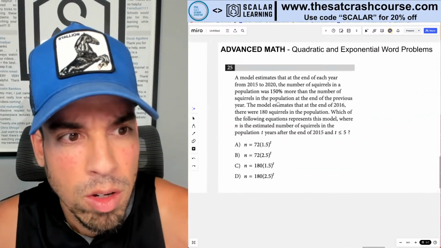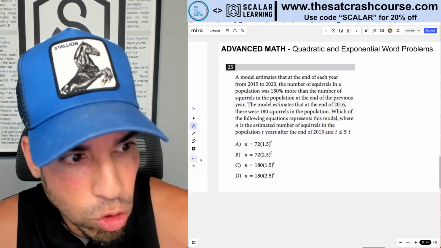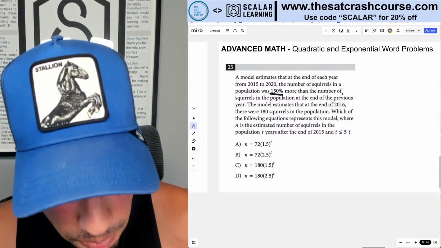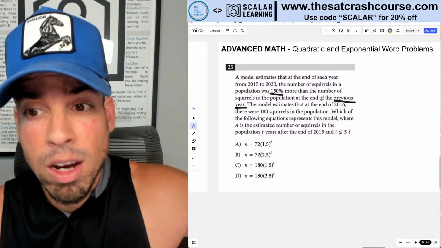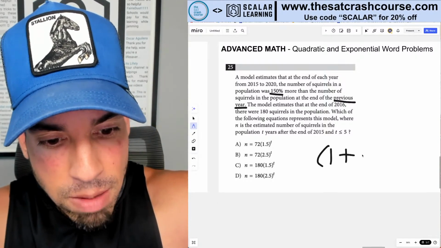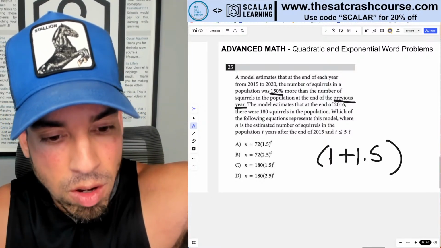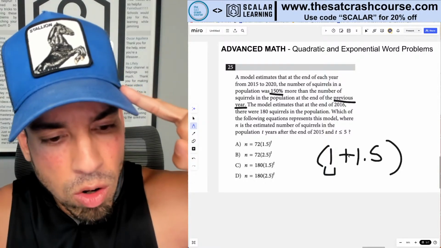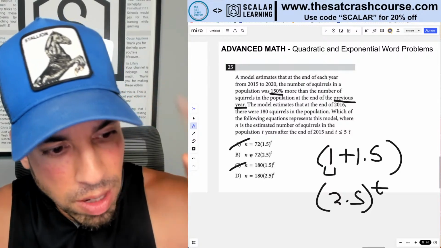All right. Now we're on to quadratic and exponential word problems, okay? This, of course, looks exponential based on the answer choices. The number of squirrels in a population was 150% more than the number of squirrels in the population at the end of the previous year. Okay, 150% more. So if we think about exponential equations, that's the amount we are increasing by, right? We're going up by 150%, which means we'd have 1 plus 1.5. 1.5 is 150%, right? So I already know that when we add these together, what I should be seeing in my parentheses is a 2.5, not a 1.5.